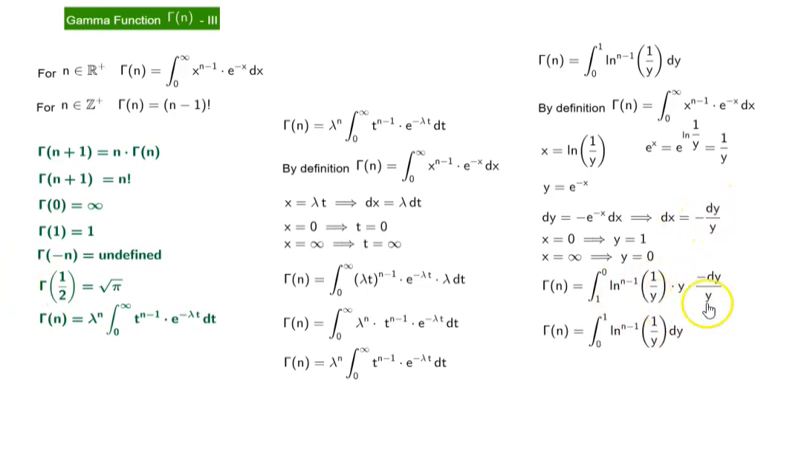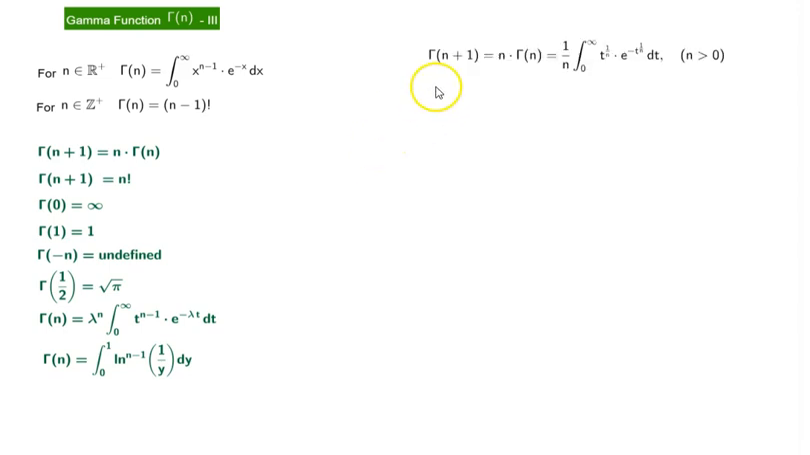Now simplifying this, what happens? This y and y cancel out. This minus we can make it disappear by exchanging the limits. So we have gamma of n is equal to the integral from 0 to 1 of natural log to the power of n minus 1 of 1 by y dy, which is what we had to show. So another identity we have. Now let's look at another one.